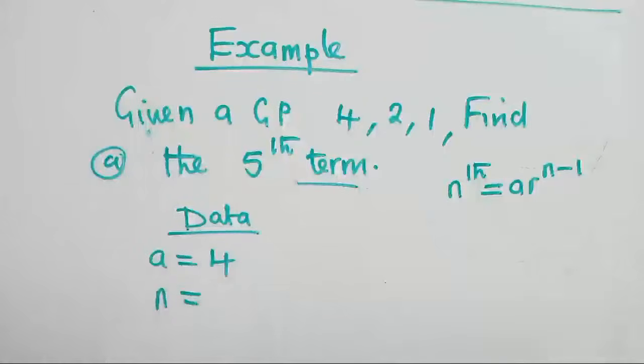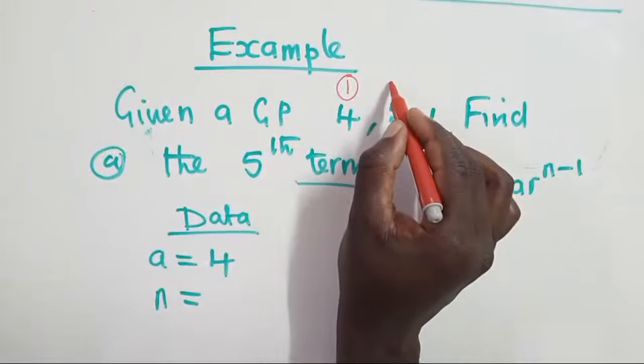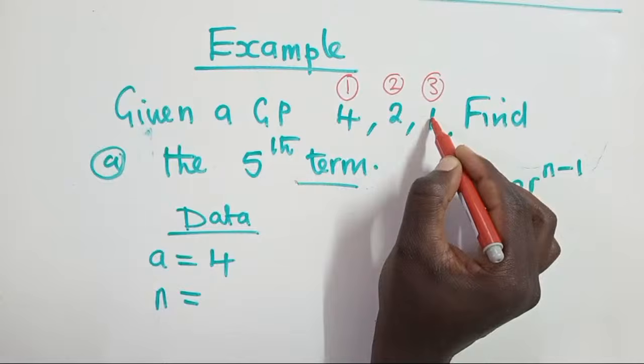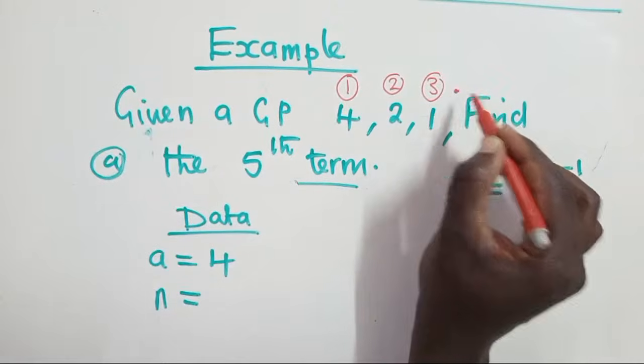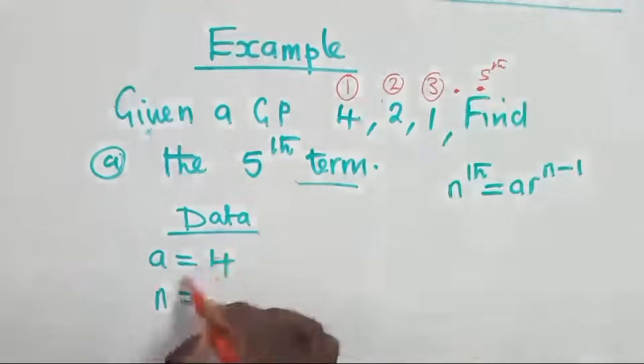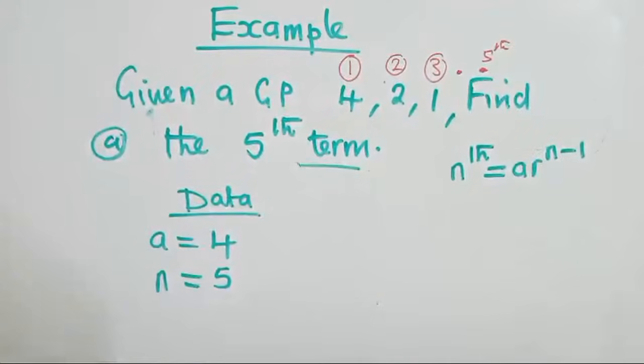So we're trying to find the number at position 5. Look at this. At position 1, the first term, we have a 4. Position 2, we have a 2. Position 3, there is a 1. Position 4, we don't know. Position 5 is what we've been asked to find. So the 5th is what we are looking for. It's a 5. We write our 5 there.